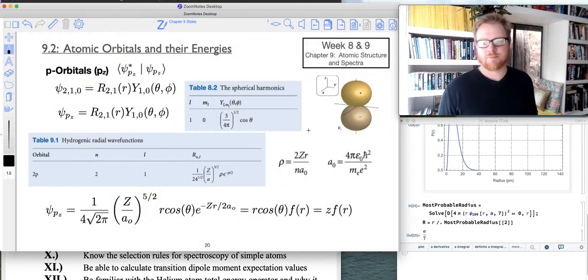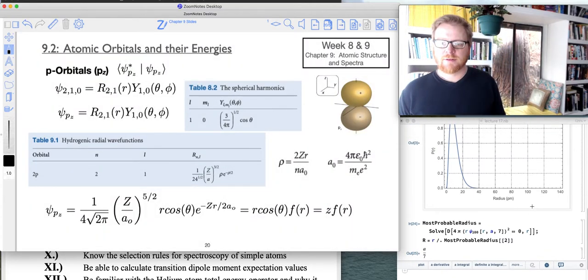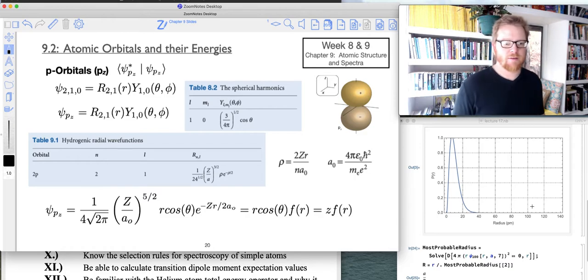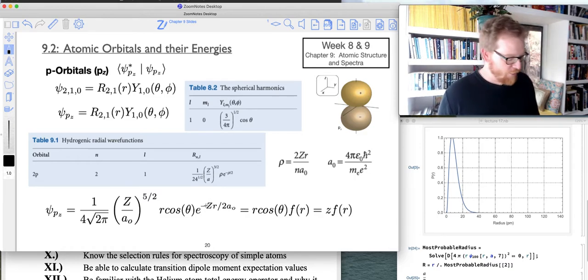So moving on, let's build up the p orbitals. Okay. So there's a lot of stuff going on here. I realize it looks pretty intimidating. So let's put it together piece at a time.